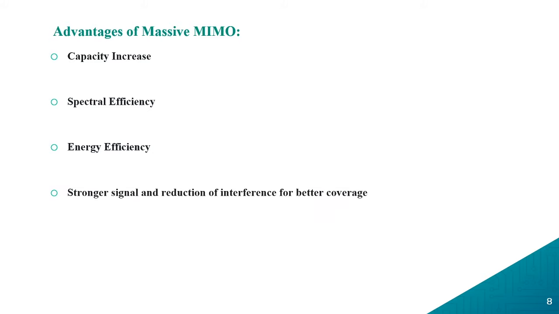Stronger signal and reduction of interference for better coverage. Due to beamforming, Massive MIMO provides accurate and narrow beam aiming of the signal, which reduces interference and improves signal quality, especially at the cell edge. Beamforming allows for expanded reach of the cell compared to traditional antennas.